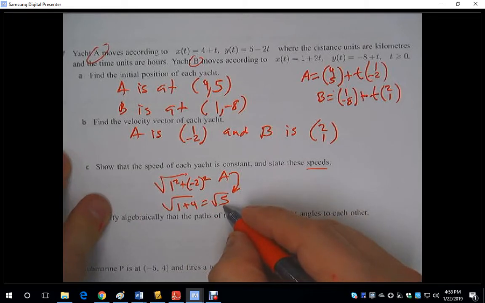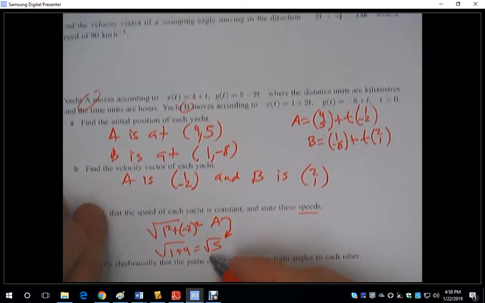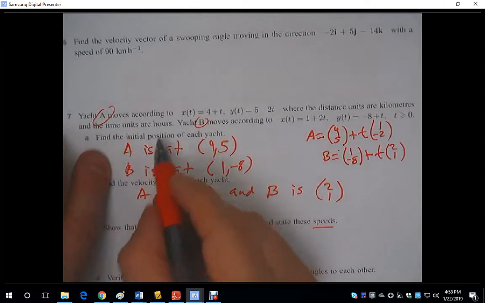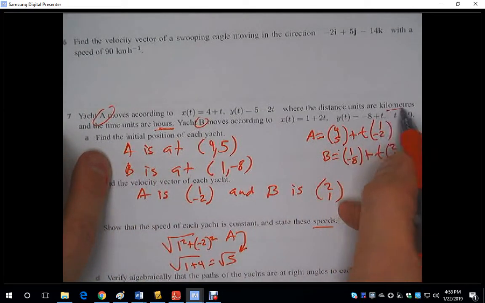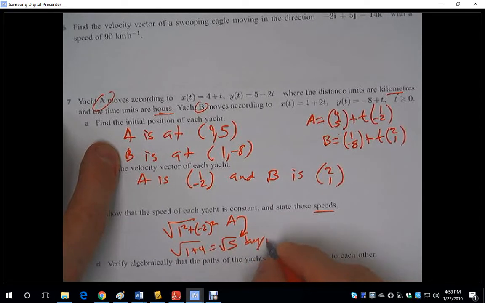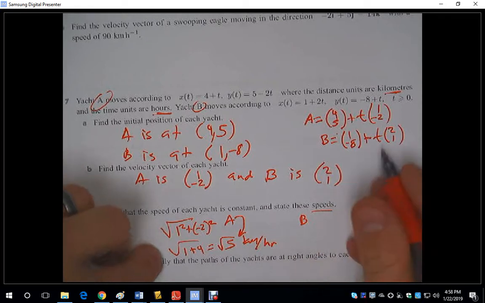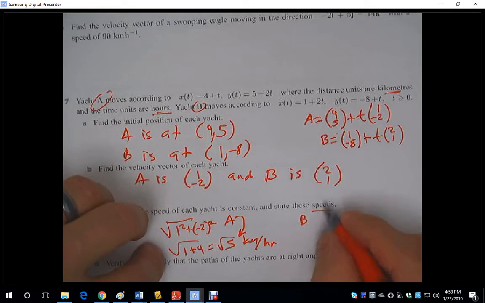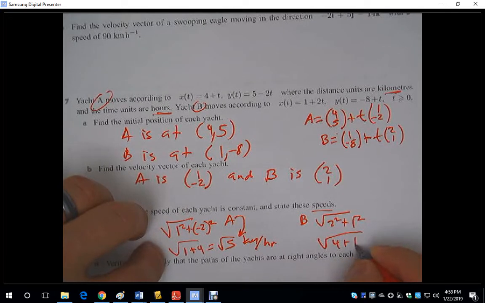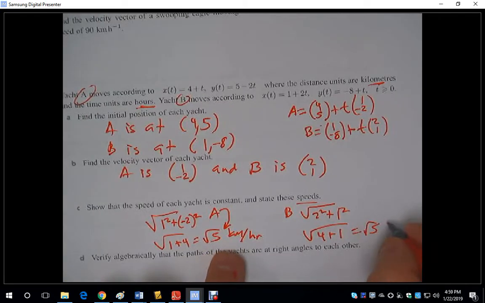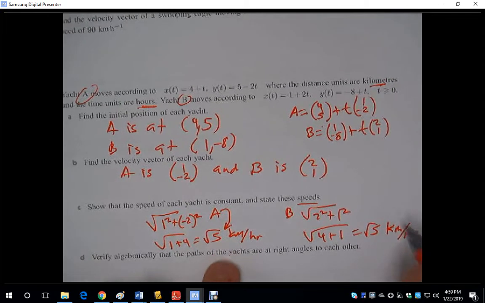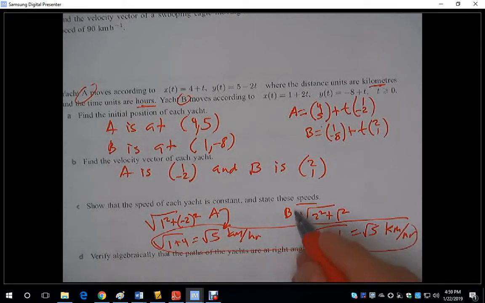Square root of 5 for the speed. Again, the time is in hours and distance is in kilometers, so I have kilometers per hour. And then the speed of B is the square root of 2 squared plus 1 squared, which is the square root of 4 plus 1, which is the square root of 5. So it looks like the speed of both of these yachts is the same. So these are the same for A and B.